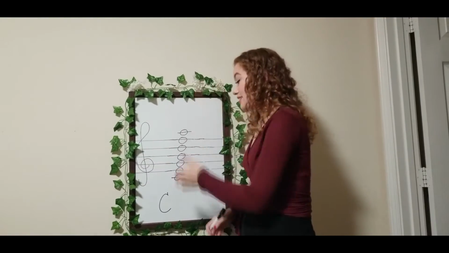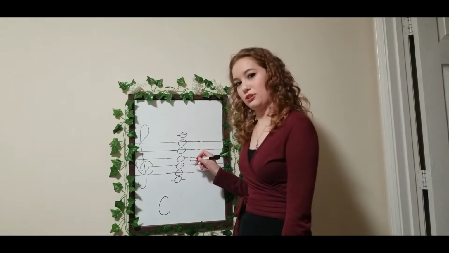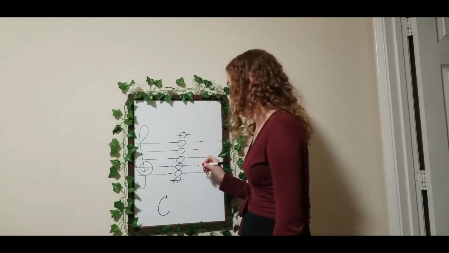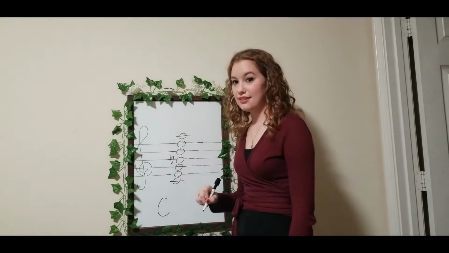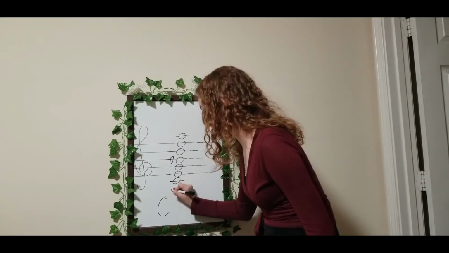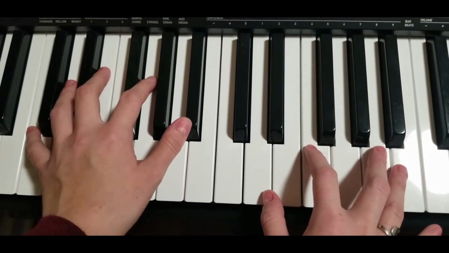However, when we see an extension chord, we almost always assume that there's going to be a dominant quality to the 7th chord, which means that our B is flat. That would make this a C 13. That's what a C dominant 13 sounds like.